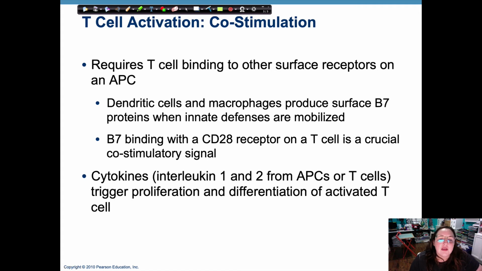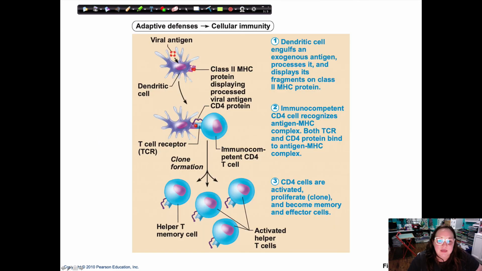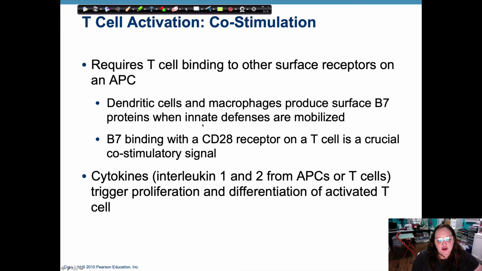Okay, so that co-stimulation that's occurring is a second binding of receptors. On dendritic cells and macrophages, on their surface, they have something called B7. And then on the T cell, they have a receptor called CD28. And that's what we see here. This is the CD28 receptor, and it's attaching to the B7 basically in order to make co-stimulation occur.